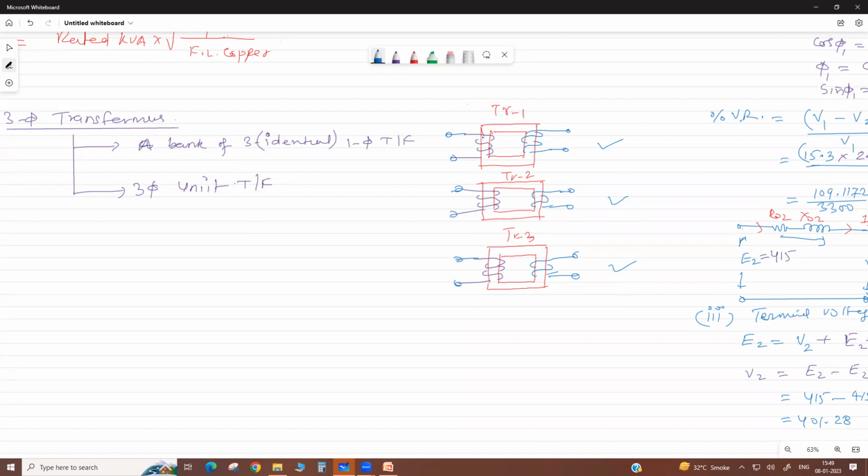Next is another advantage. There is not much chance that all three fail at a time. Suppose one transformer fails or becomes damaged. Only this one we have to remove and replace, so the cost of replacement is low. Otherwise, in the single-unit three-phase transformer, we have a three-phase core.